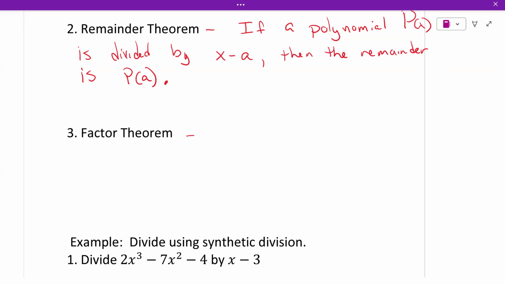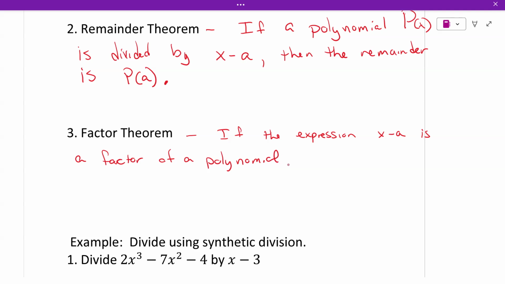And finally, the factor theorem. If the expression x minus a is a factor of a polynomial, then the remainder is equal to 0.